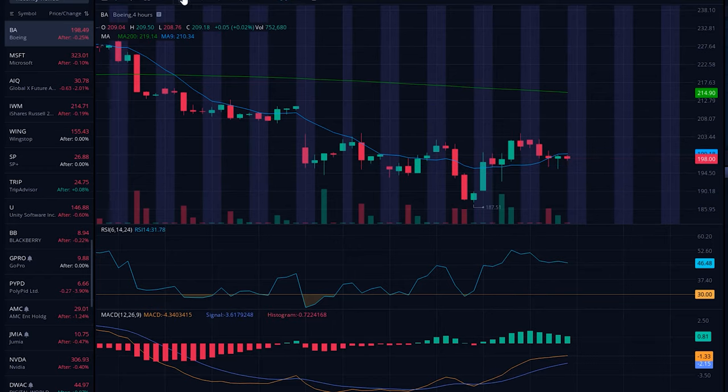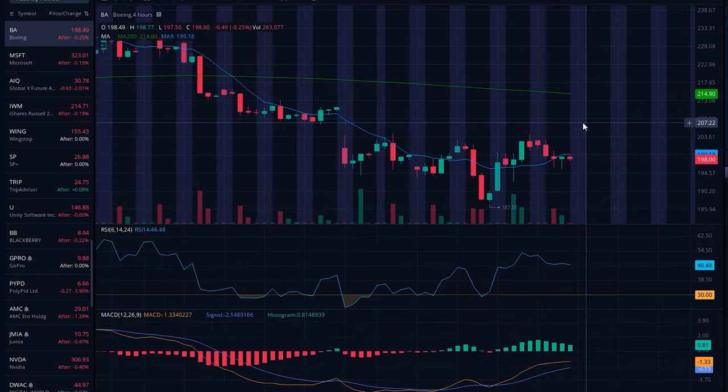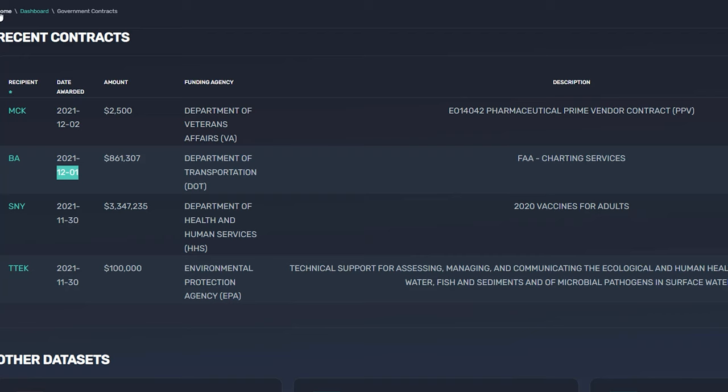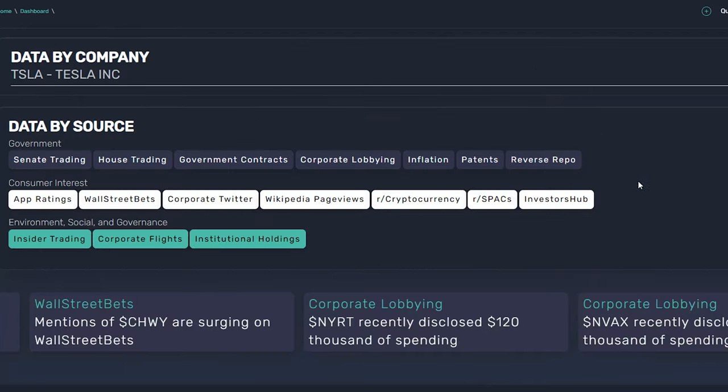And so let's see how much it went from the low of that day all the way to, let's just go to the high of the after hours. So almost 8% just off that news from the government contracts. So definitely something interesting. Again, like I mentioned, a lot of hedge funds have been using this for a while.